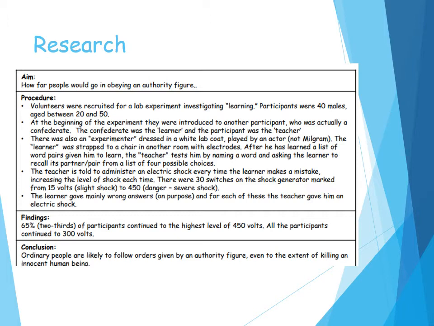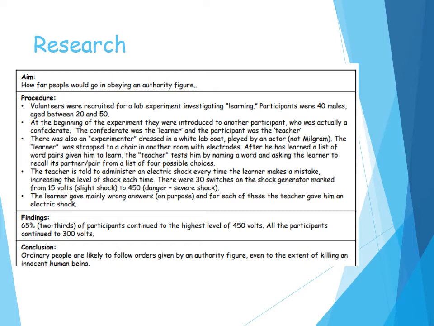So volunteers were recruited for a lab experiment where they believed they were investigating learning, and the participants were 40 males aged between 20 and 50. At the beginning of the experiment, they were introduced to another participant, Mr. Wallace, who was a confederate. The confederate was the learner, and the teacher was always played by the participant. So the confederate would always take on the role of the learner, and the naive participant would always take on the role of the teacher.